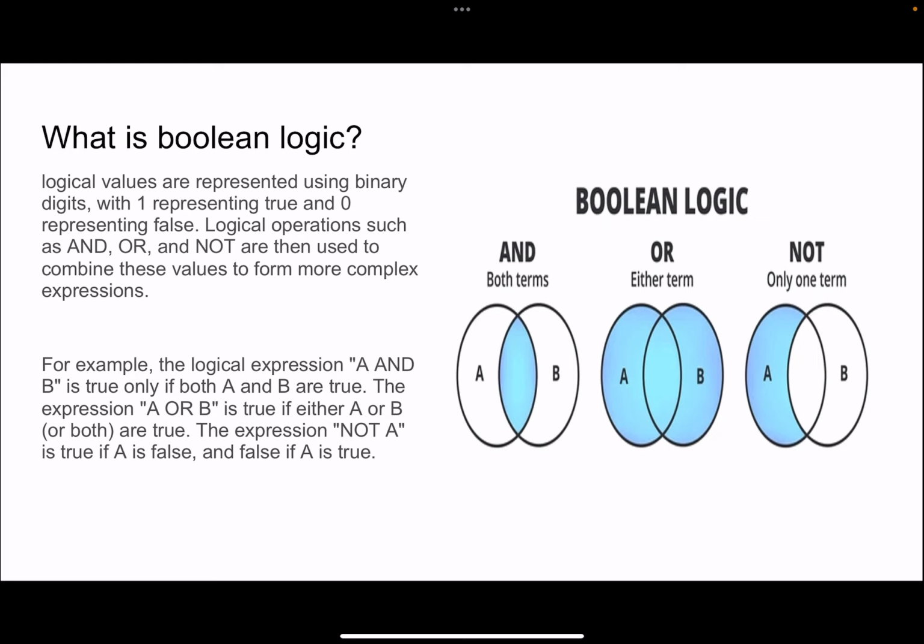It's pretty much saying, if you have an A and a B, then it's true. If you have just an A or just a B, or both of them, then it's also true. But if you have an A and it's true, then NOT A is not going to work.